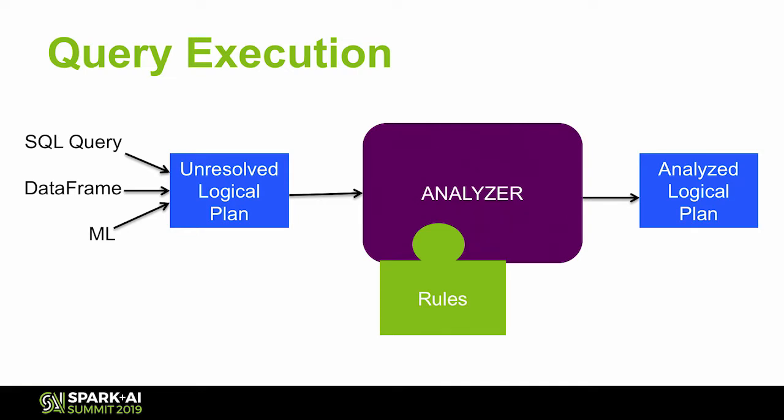And these rules in the analyzer are grouped into batches. A batch is a special term in Catalyst. Basically, there are two types of batches. You can group rules in a fixed point batch. That means that the rules will run up to a fixed point or up to a max number of iterations. And then the other batch runs only one time. So there's a batch that can run only once.